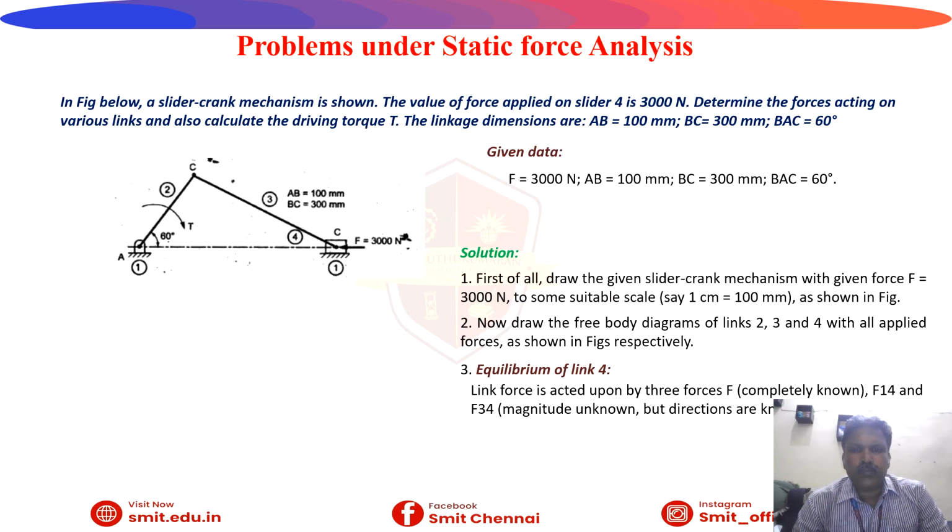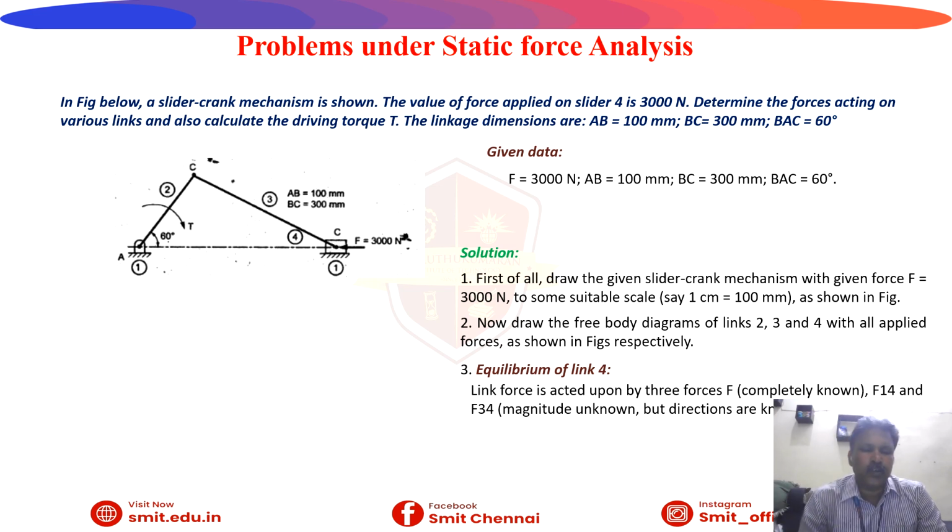The next problem, the same thing. We have a single slider mechanism. The slider crank mechanism is shown. The value of force applied on slider 4 is 3000 Newton. Determine the forces acting on the various links, and also calculate the driving torque. The linkage dimensions are given. This problem is similar to the previous problem, with the same dimensions. Here also AB equals 100 millimeters, BC equals 300 millimeters, and angle BAC is given as 60 degrees. For that we wrote the given data, followed by the same steps.